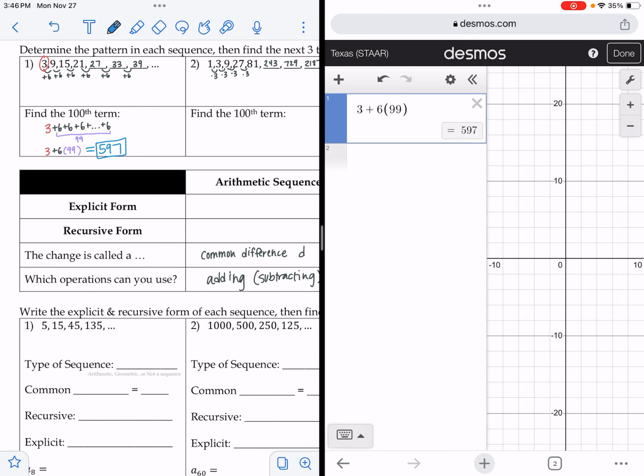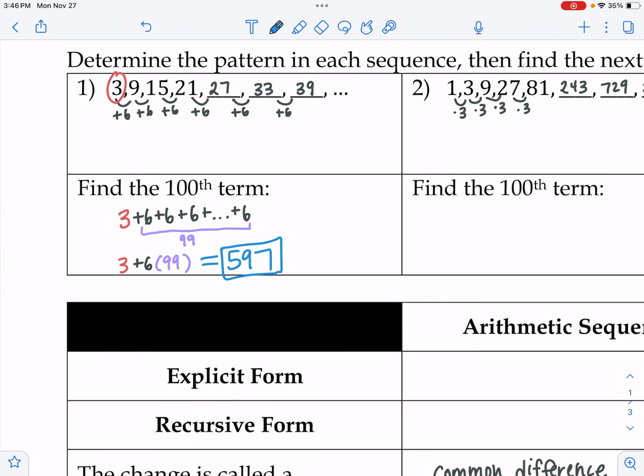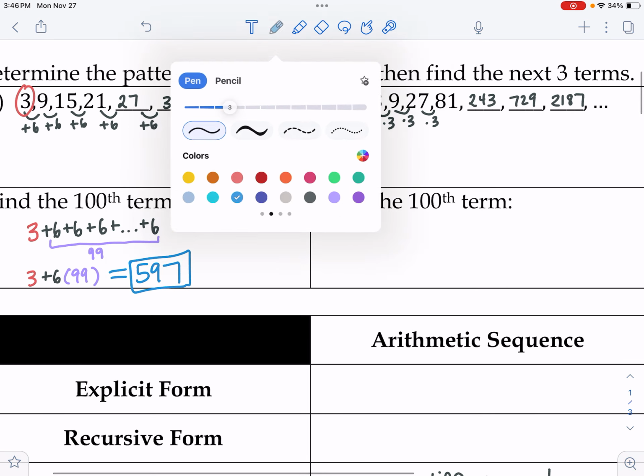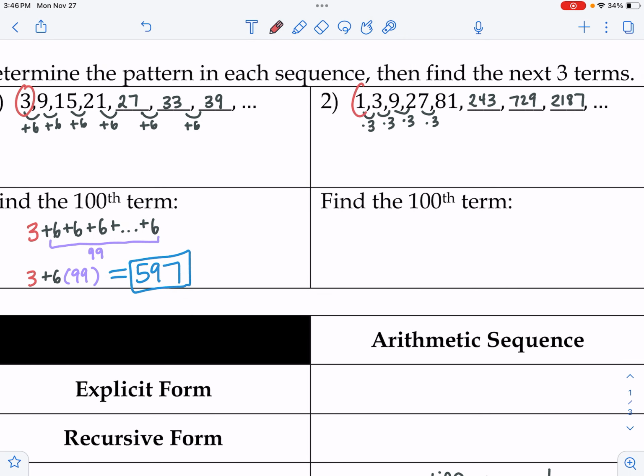We can do something similar with the multiplication problems. We could start with the first term, which is 1. And to get to the second term, we would do times 3 for this problem. To get to the third term, we would times 3 again. Fourth term, times 3 a third time. And then if I keep doing this 99 more times, I would have the 100th term.